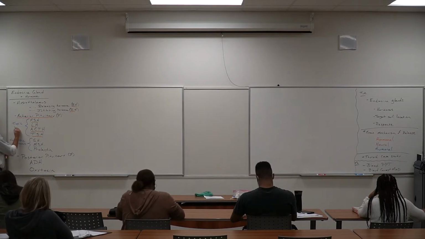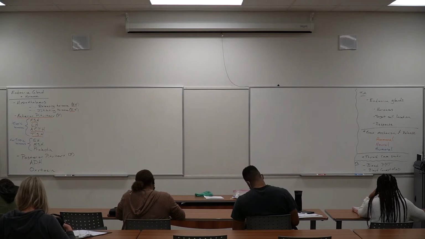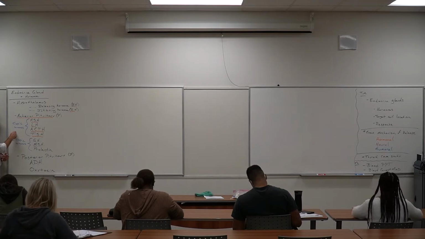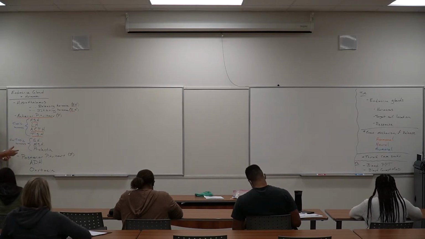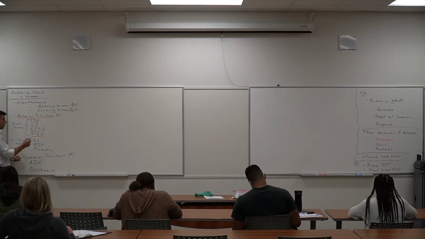Tropic hormones, like we said, are just going to be hormones whose target is another endocrine gland. And they're going to get that endocrine gland to, in turn, release more hormones. I don't have a whole lot of room to write here, but let's see how this can go.